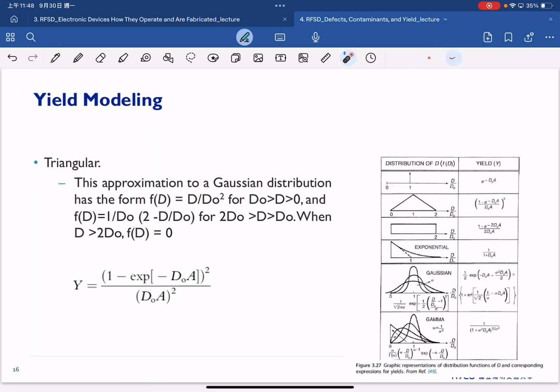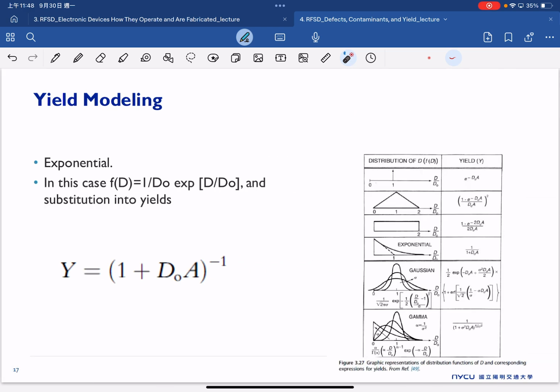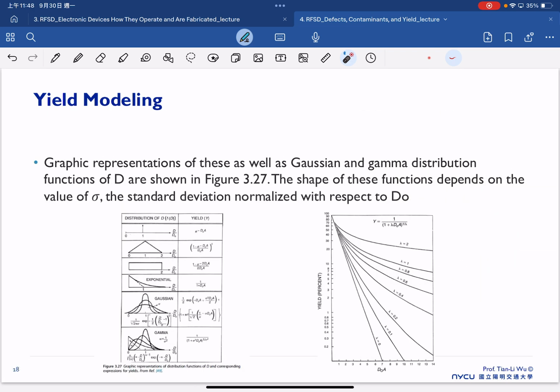Of course, there are some more details that are very complicated. For example, if we consider the defect distribution is triangular, then we can have the results as shown here. Or we can have the exponential here, and the result is shown here. And there are some more complicated ones, which is this one and this one. That depends on the different defect distribution functions.